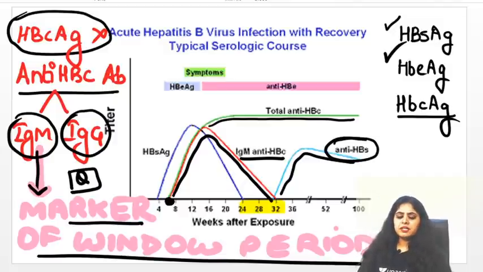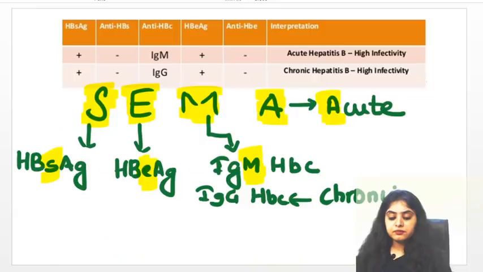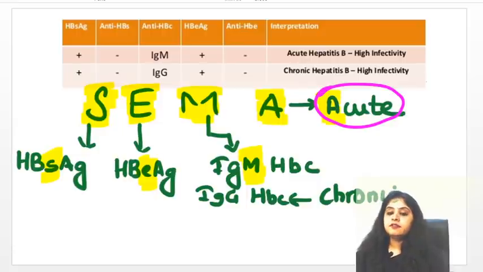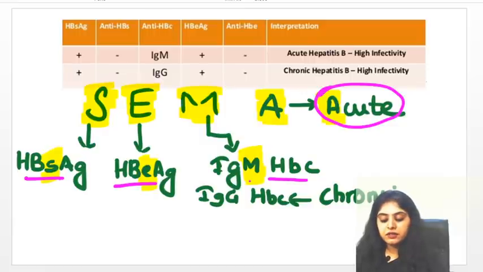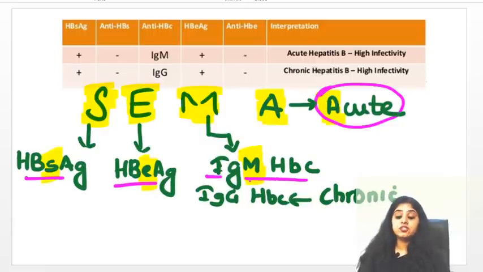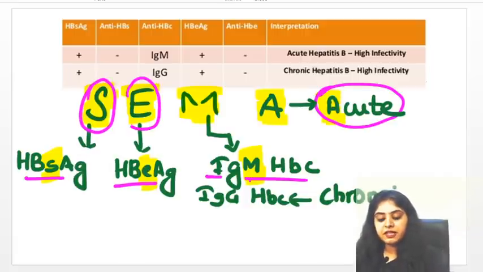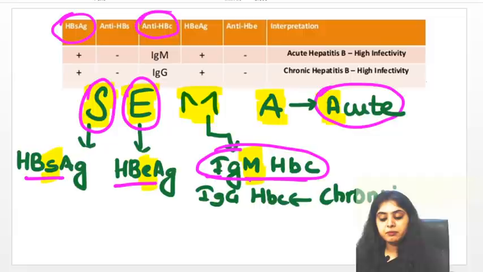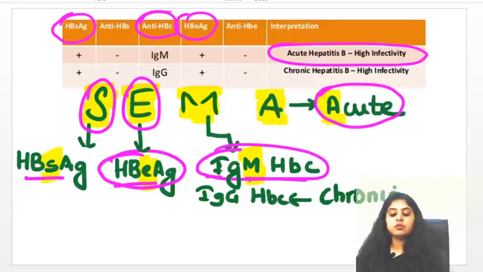So can I now give you one very simple rule? Can we say that for acute hepatitis, HBsAg, the surface antigen, which was the first to rise, will be there? Yes. Then the infectivity one, HBe antigen, will that be there? Yes. Will your marker of the window period be there? Yes, IgM type of anti-HBc. So surface antigen will be there, then IgM type of anti-HBc will be there, HBe antigen will be there. That is what is going to tell you about acute hepatitis.